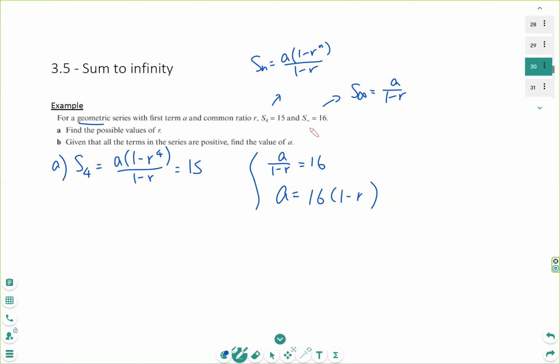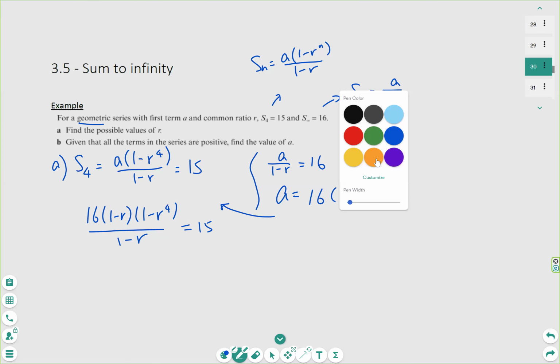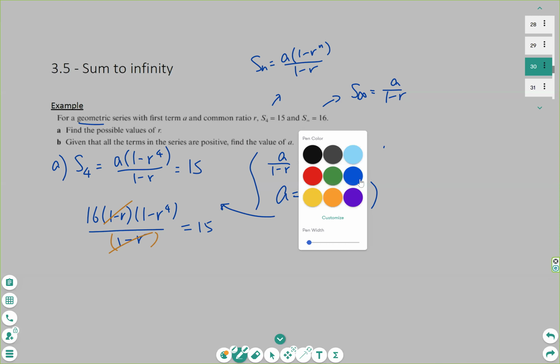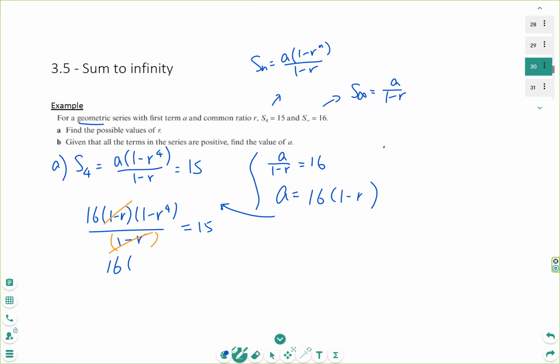Is there a quicker way we can do this? 1 minus R. I don't think so. So let's sub it in. 16 times 1 minus R times 1 minus R to the power 4 over 1 minus R equals 15. So what I've done is I've just replaced A, and I realized I could cancel out the 1 minus R because that's a bracket I can cancel out. So I'm just left with 16 times 1 minus R to the power 4 equals 15.